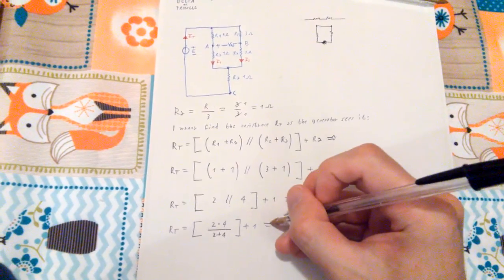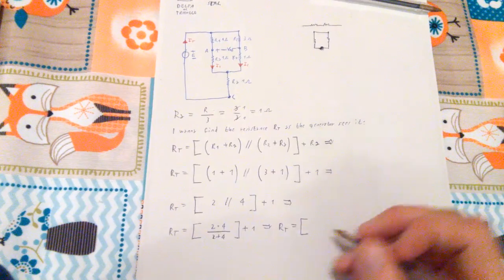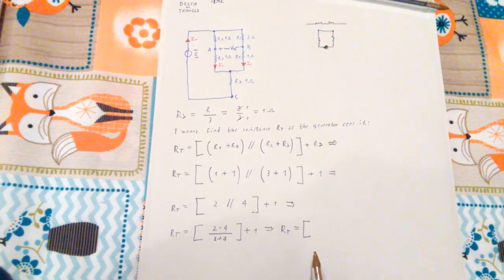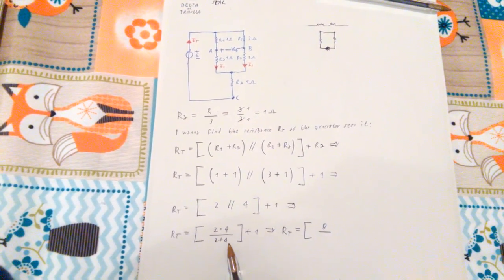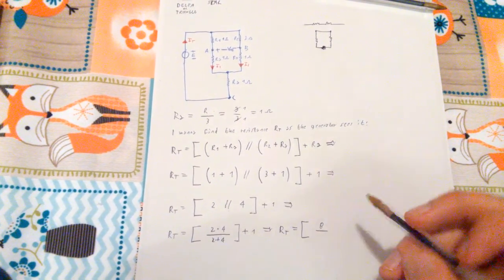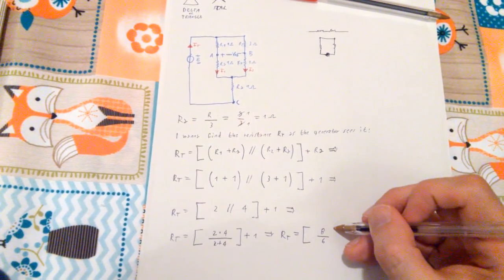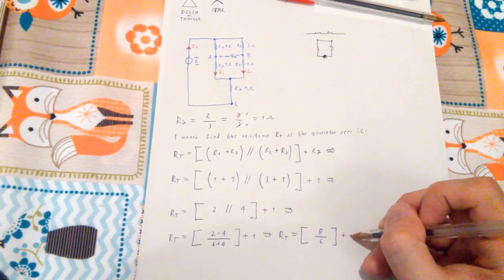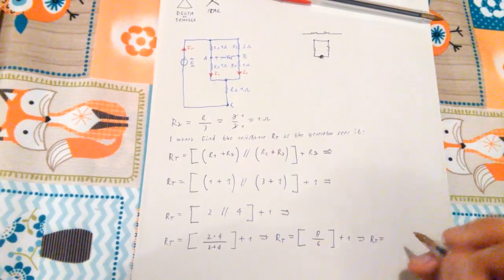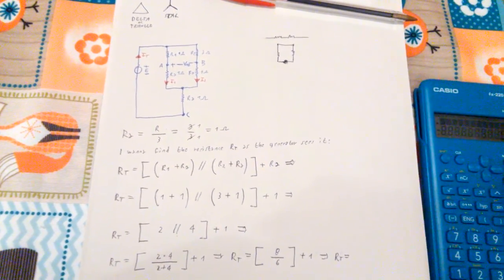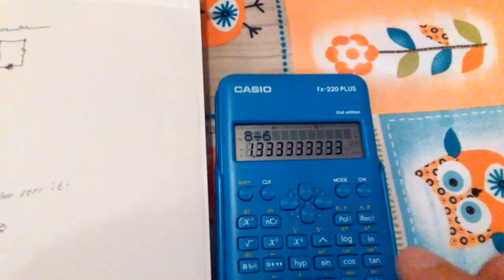So in this case, RT is actually going to be equal to, well, 4 times 2, 8, and 4 plus 2, which is 6. Okay. Then we have everything plus 1. Why use the calculator? Well, because I was actually doing 8 over 6, which is 1.3333.